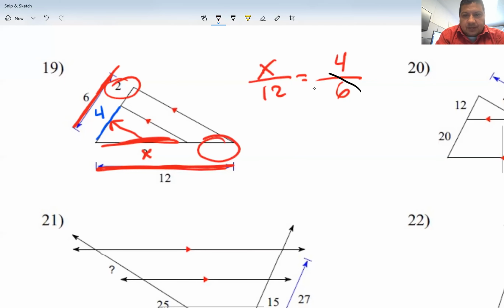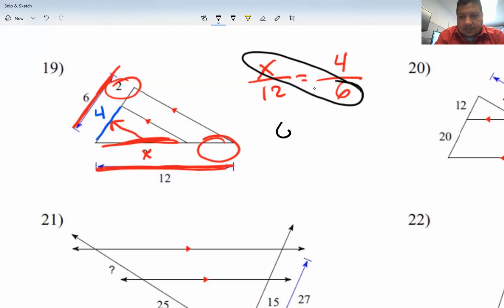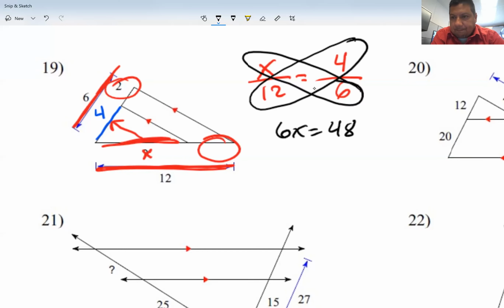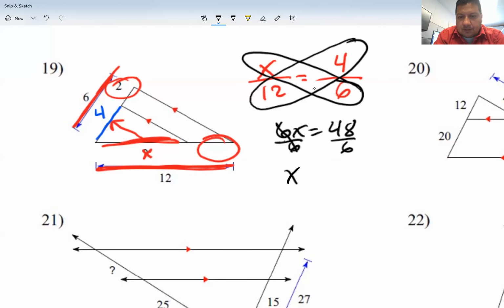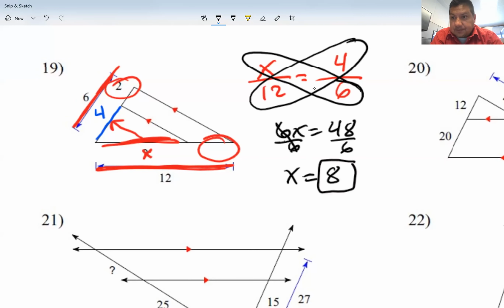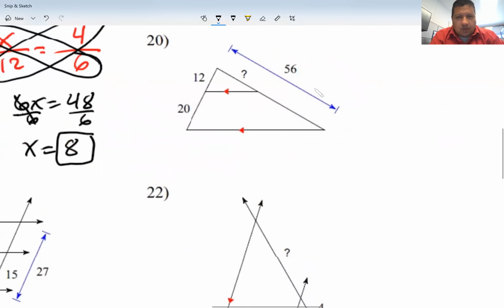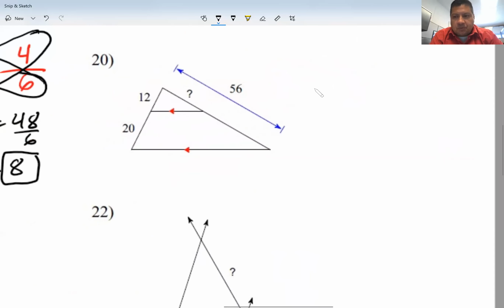Let me go this way. 6 times X gives me 6X. 12 times 4 gives me 48. To get the X by itself, let me divide both sides by 6. And I know 48 divided by 6 is 8. So X equals 8. And again, I'm just going to type in 8. Let me do one more of these. Again, later I'm going to zoom out so you guys will be able to see it.